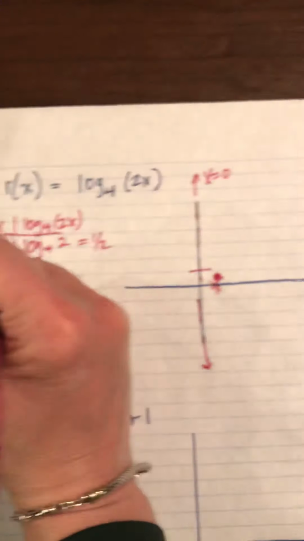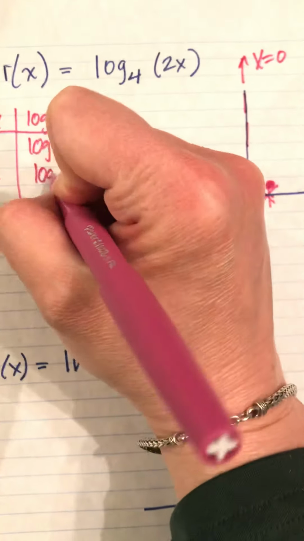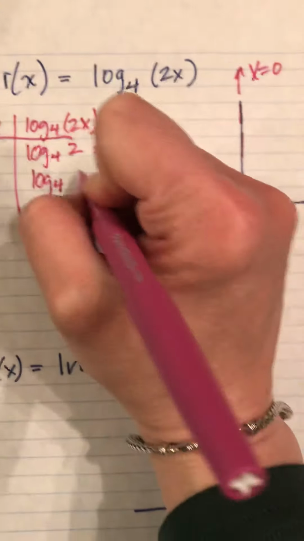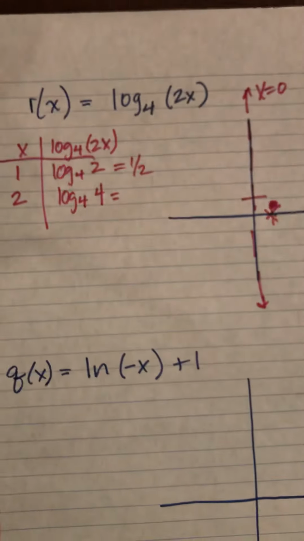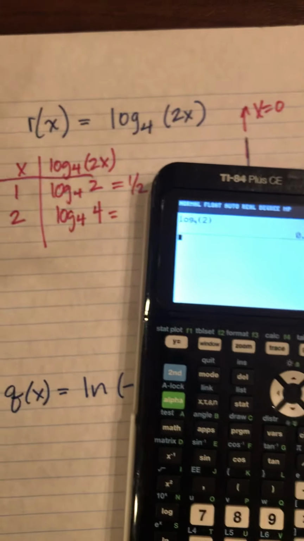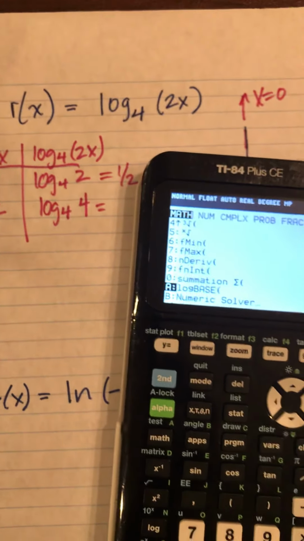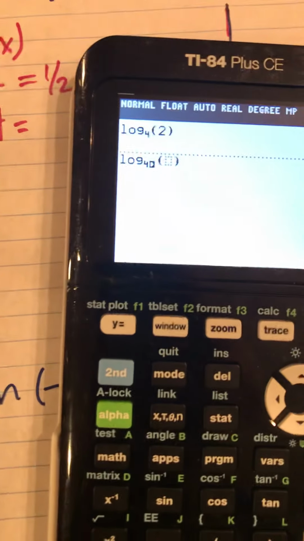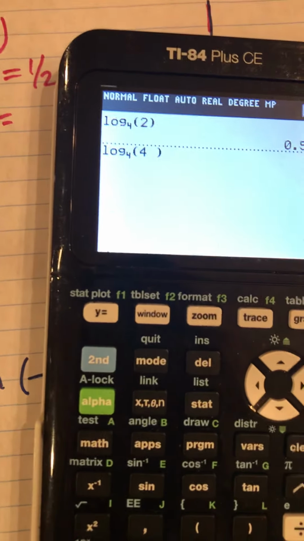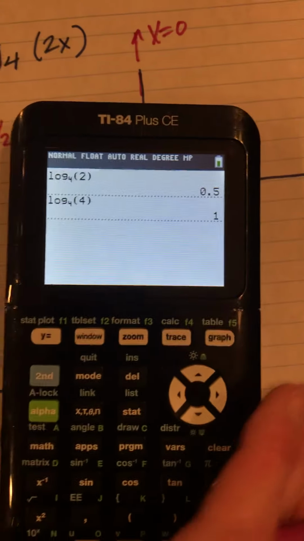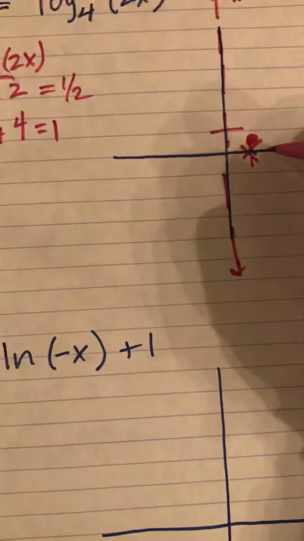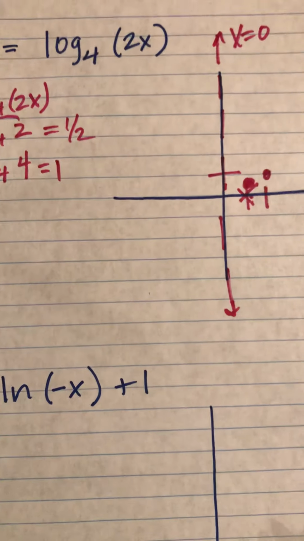Okay, let's try a couple other points. Let's plug in 2. So I get log base 4 of 2 times 2, which is 4. Anyone know what log base 4 of 4 is? In case you don't know, you can go to math, arrow up, and do 4. Should give me 1. Voila. So at the point (2, 1), I'm going to plot that point.